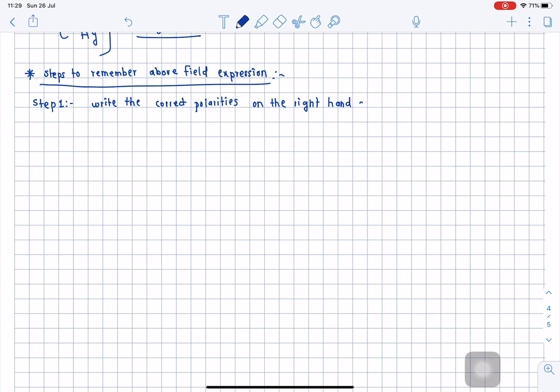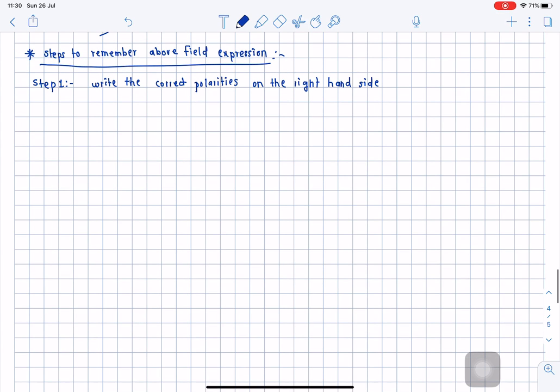So what is this particular step? First of all, you need to write the equations for Ex, Ey, Hx and Hy. Always you need to start with this particular sequence. So how do you need to start writing the equation? First of all, you start by writing the Ex component.